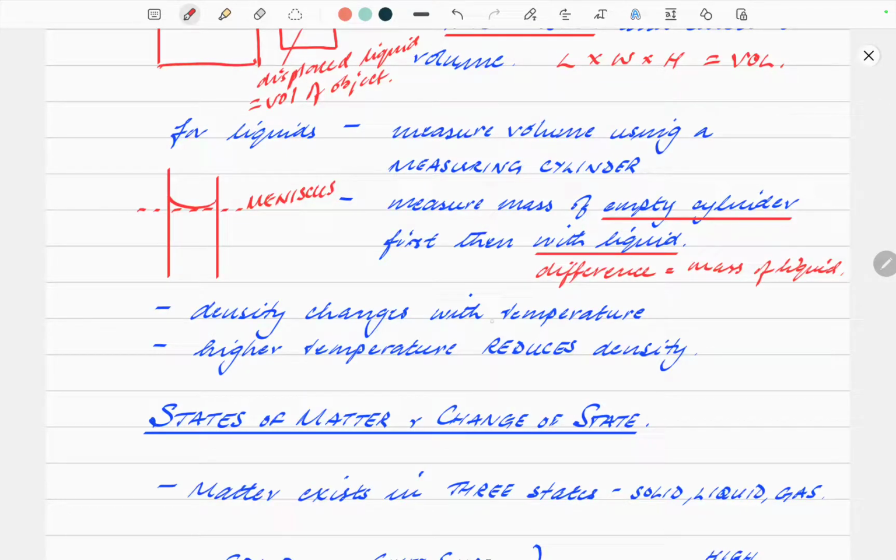One thing to note about density is that it changes with temperature, and that is very important for the next thing that we're going to be talking about. The higher the temperature, the lower the density. So increasing the temperature will reduce the density. Okay, so, example, hot air balloon.